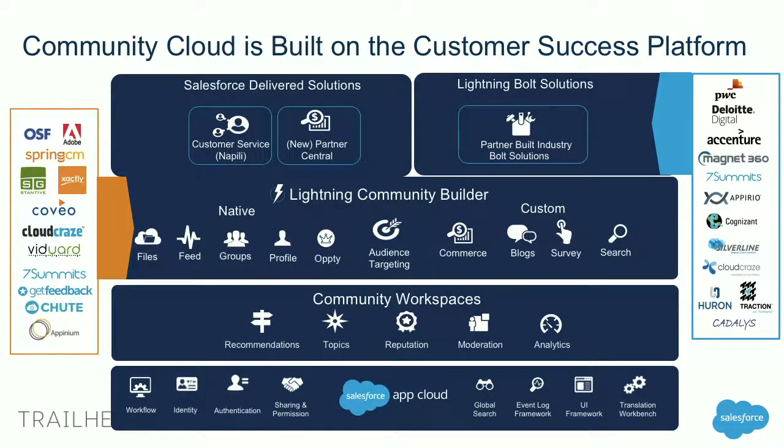Let's jump in and look at a more detailed view of how our architecture works. On the first layer, we get everything that Salesforce App Cloud provides: the workflow, the identity, and authentication, out of the box. Then the next layer is a set of tools we call the community workspaces. Those are the tools you can use to manage and monitor your community.